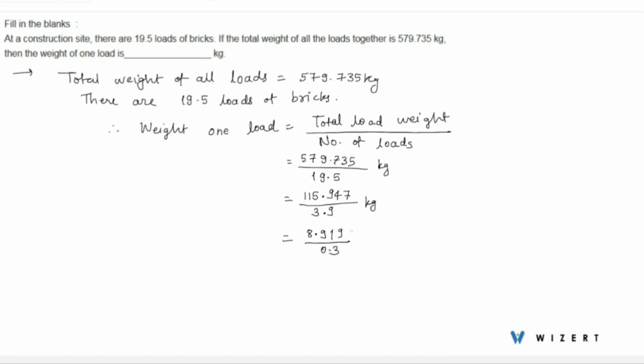Now what we can do, we can multiply both numerator and denominator by 10, so we can eliminate the decimal point in the denominator. So we get 89.19 divided by 3 kg, and this is equal to 3 2s are 6, 2 remains, 3 9s are 27, 2 remains, 3 7s are 21, 3 3s are 9. So 29.73 kg is the weight of one load.